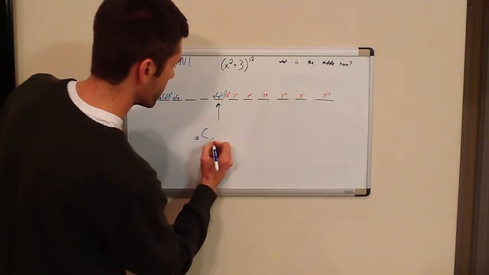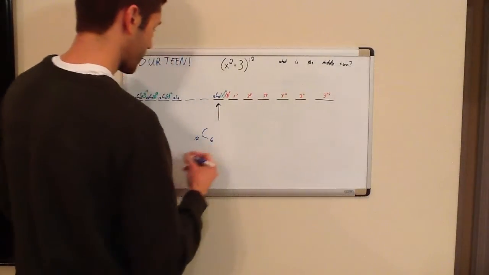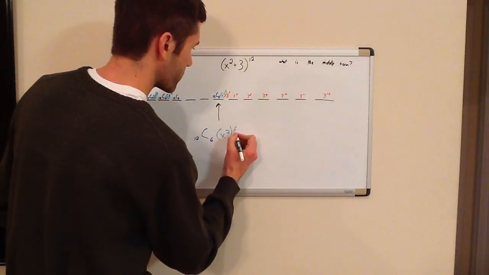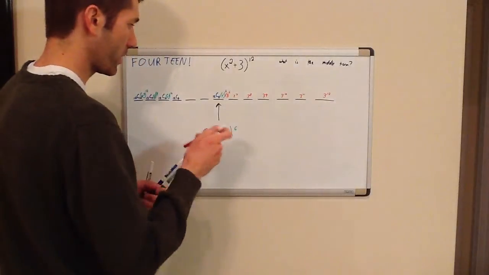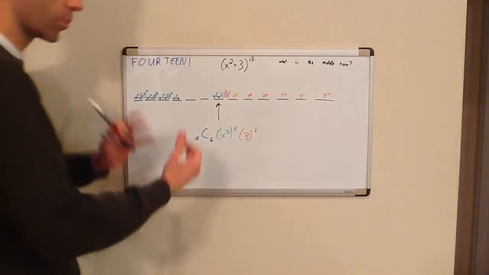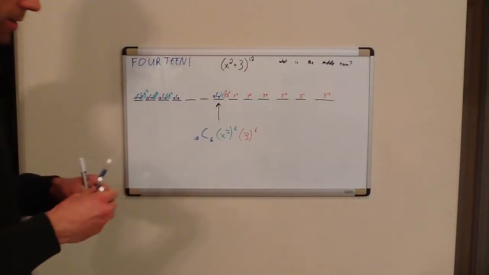So 12C6. There's one part of it. The other part is x squared to the 6th. And the third part of it is 3 to the 6th. And all that is in one term and it's all multiplied together.